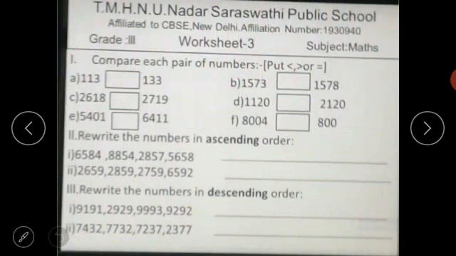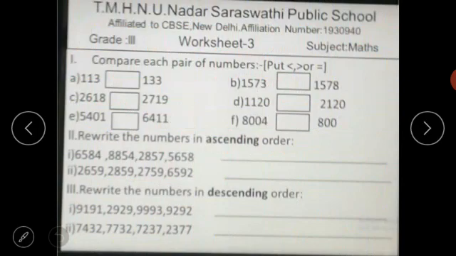Then the second row: rewrite the numbers in ascending order. Ascending order means smallest to biggest. The next one is also ascending order, the second sum. So for ascending order, I give 2 sums for you.